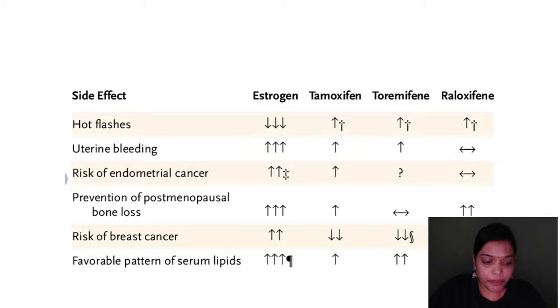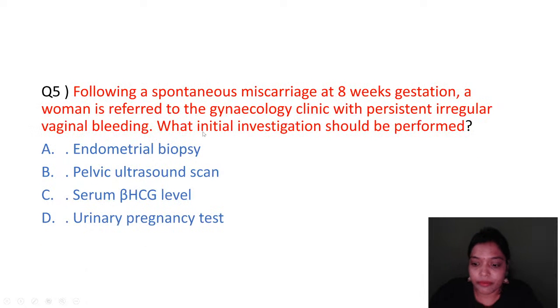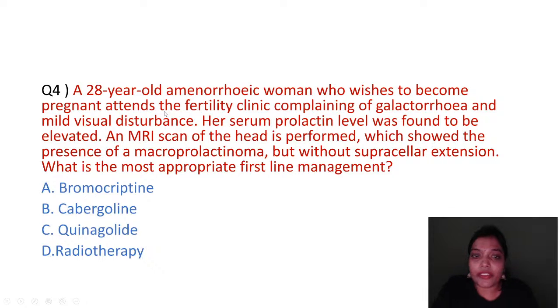Okay, so as I'm audible and visible, I would like to continue the session. Next question. A 28-year-old amenorrheic woman who wishes to become pregnant attends the fertility clinic complaining of galactorrhea and mild visual disturbances. Her serum prolactin level was found to be elevated. An MRI scan of the head is performed, which showed the presence of macroprolactinoma but without suprasellar extension. What is the most appropriate first line management? Bromocriptine, cabergoline, quinagolide, radiotherapy.